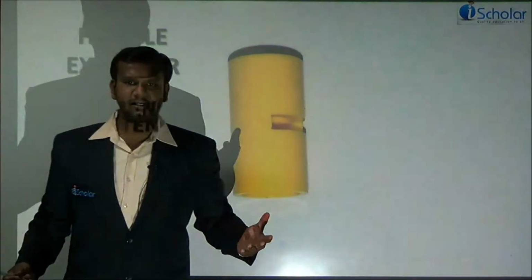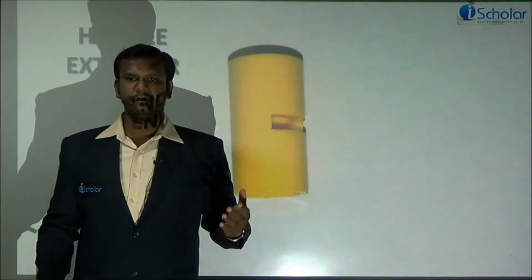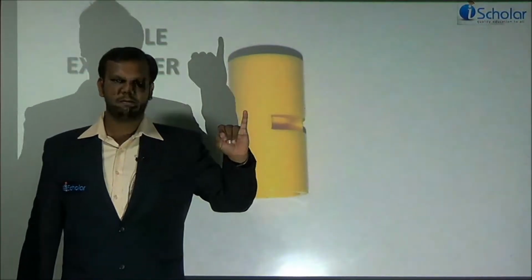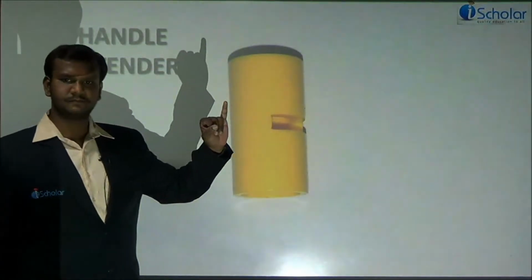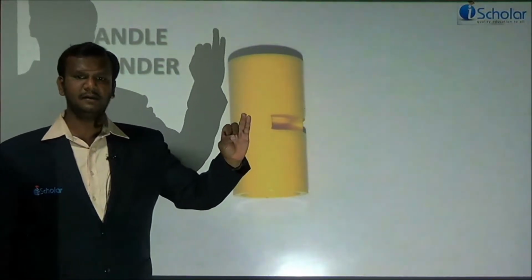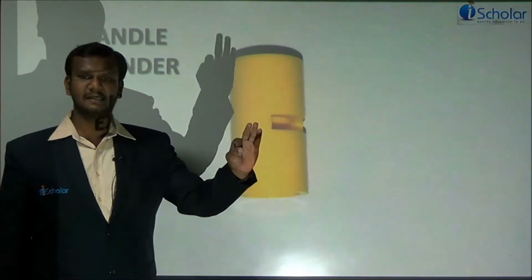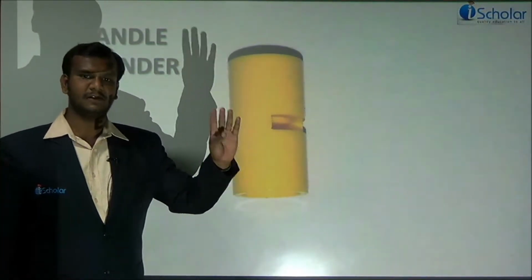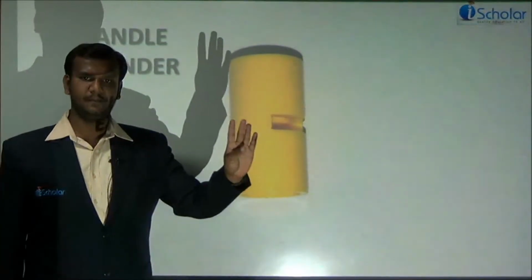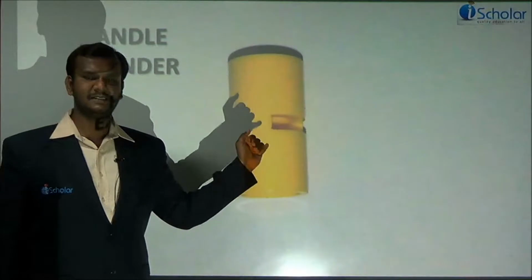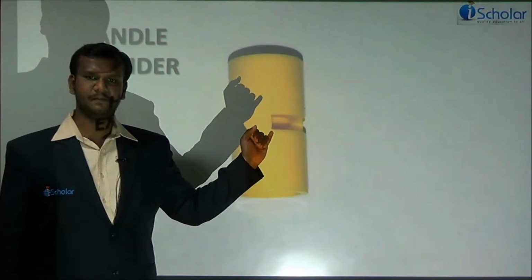So what are the components we discussed? Can we just recollect it? The first component is gear. The second component is supporting bed. The third one is axle. And the fourth one is arm. The fifth one is handle. And the sixth one is handle extender.